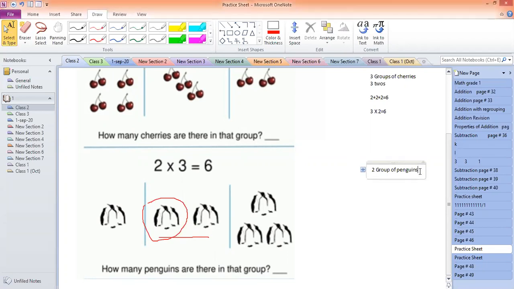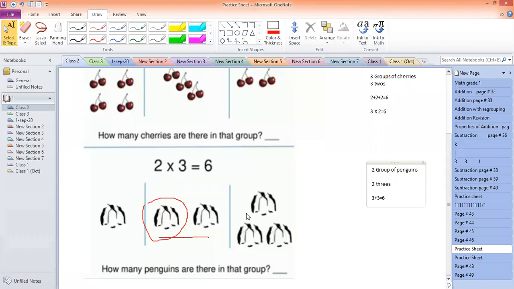Two groups of penguins are there. Can I write, there are 2 threes? Because there are 2 groups of 3, so I can say 2 threes. Or what is the addition method? How can I find it? 3 plus 3. If I want to know how many penguins are there, I will add 3 plus 3. This is one method.